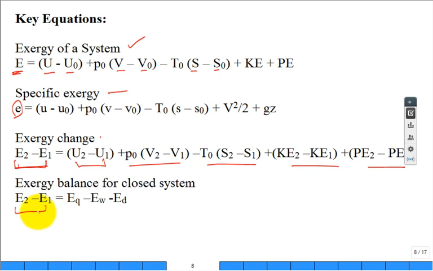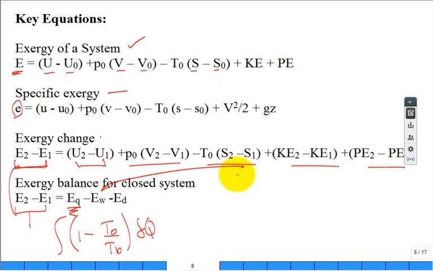That's kind of like what we started with in the derivation. The exergy change equals some exergy transfer with heat, which is the integral of 1 minus T naught over TB times delta Q, plus the exergy transfer with work, think of useful work, not pushing back the boundary, minus any exergy destruction.